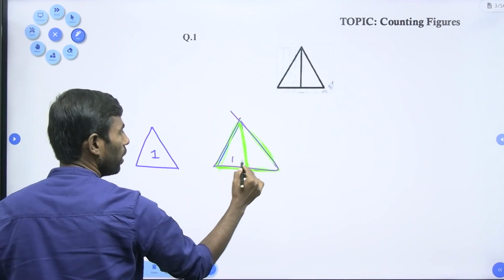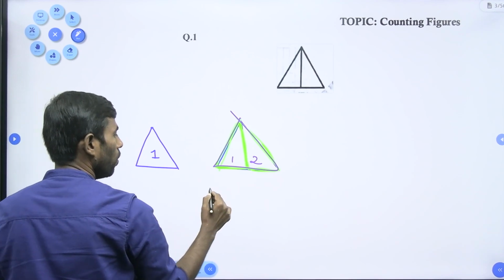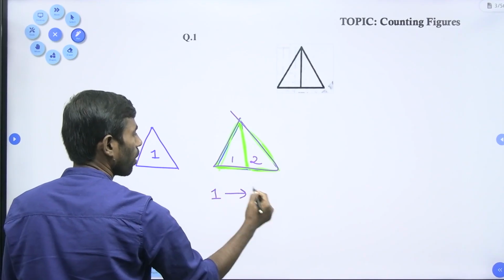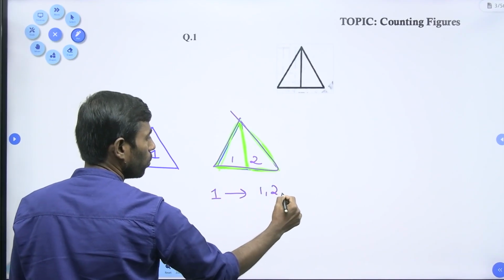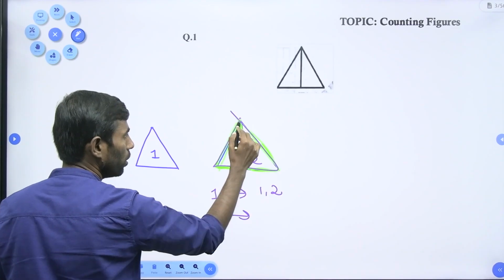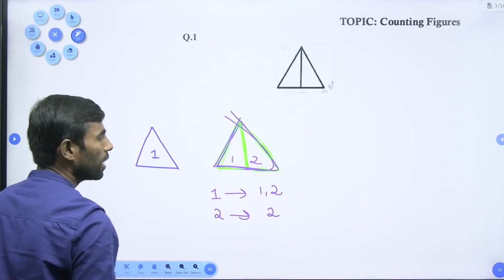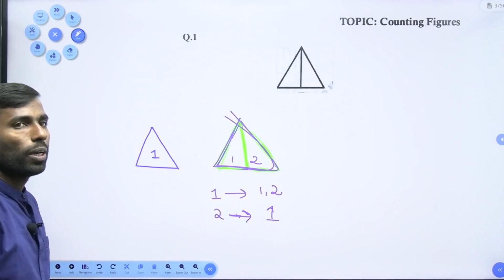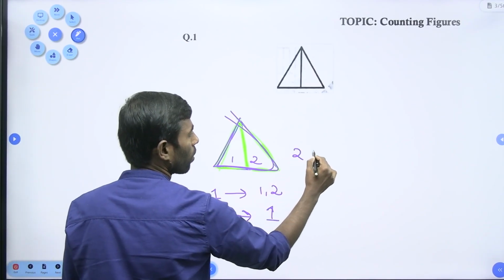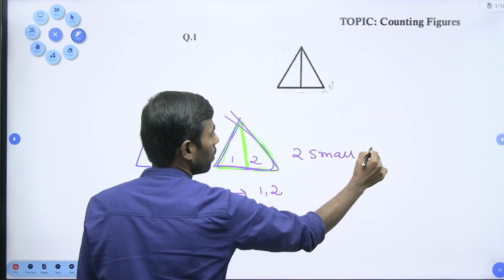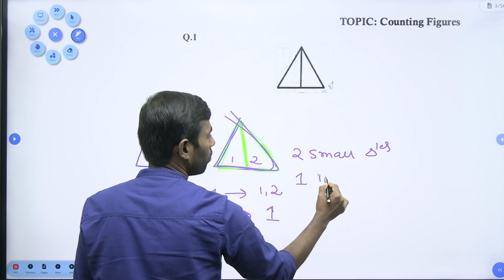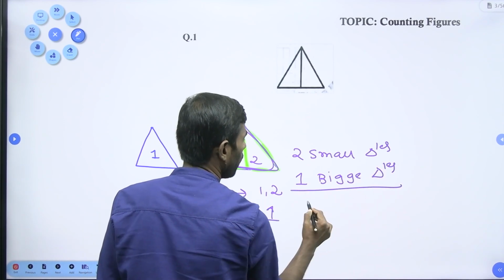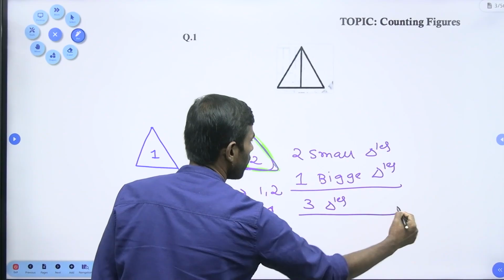Just give numbering 1, 2. Clubbing of 2, these two, so that is one more triangle. So in the given figure, how many triangles are there? Two small triangles and one bigger triangle. Total 3 triangles are there.